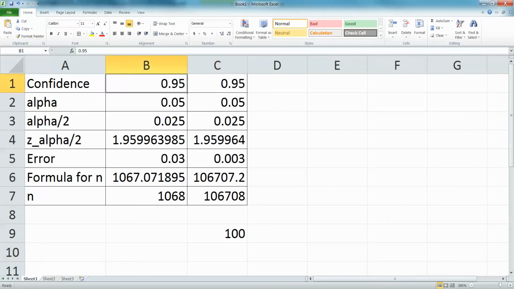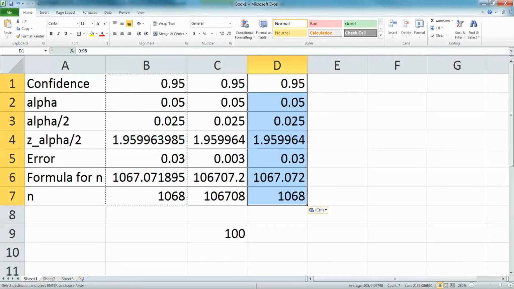And while I'm on the subject, just for the fun of it, let me show you one other thing. What would happen if you leave the margin of error the same, but you boost your confidence level? Oh, look at that. You need more people. Because to be more confident, if you leave everything else the same, you're going to need more people, more sample size. All right, I hope that helps.